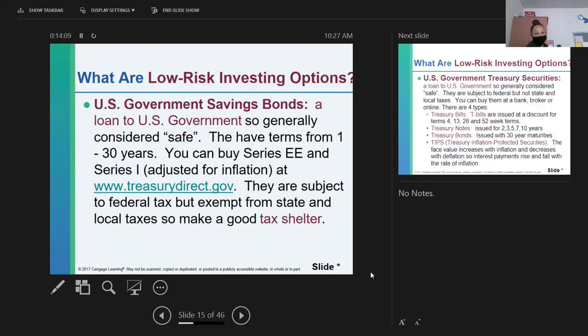A U.S. government savings bond is a loan to the U.S. government, so they are generally considered safe. You can get savings bonds with terms from 1 year to 30 years. There are different types of them: Series EE and Series I, which is adjusted for inflation. You can buy them online. They are subject to federal tax, but they are exempt from state and local taxes. So they make a good tax shelter, which is allowing you to legally avoid or reduce some of your income taxes.